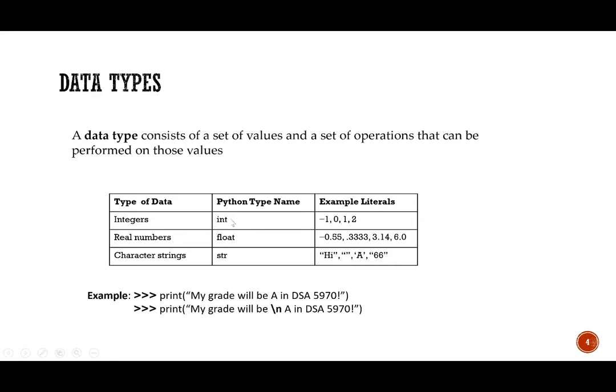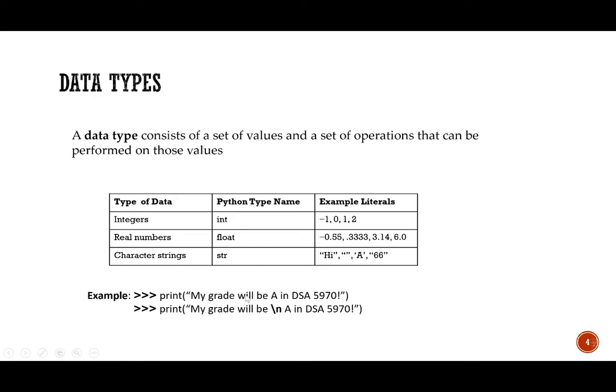The Python syntax for integers is int, short form of integer. For real numbers, we use float, and for character or strings, we use str. And in the third column, you will see some examples. So let's play with the strings, character strings.